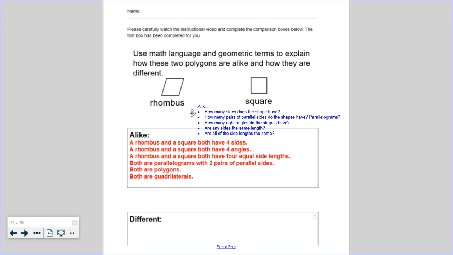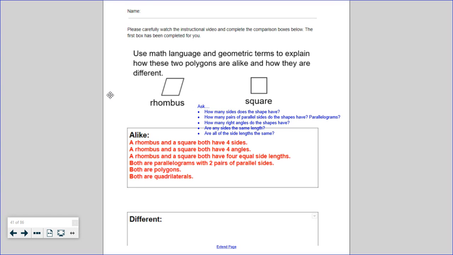You want to ask yourself things like, how many sides does each shape have? How many pairs of parallel sides do the shapes have? Are they parallelograms? How many right angles do the shapes have? Are any sides the same length or are all of the sides the same length?